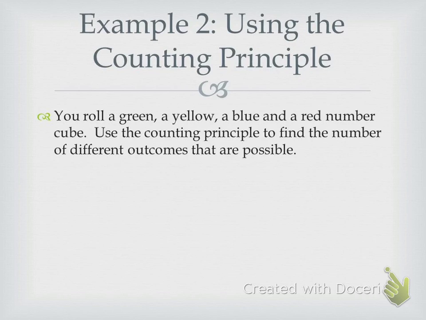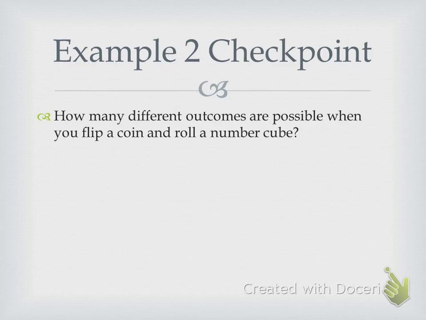So now in the next one, how many categories are there? 4. So you just multiply 6 four times, and you get, I think it's 1296. All right, so that's the counting principle. Now I want you to find the answer to this. How many different outcomes are possible? Write what you multiply and then write your answer when you flip a coin and roll a number cube. All right, how many sides are there on the coin? 2. And how many sides are there on the number cube? 6. So it's 12.